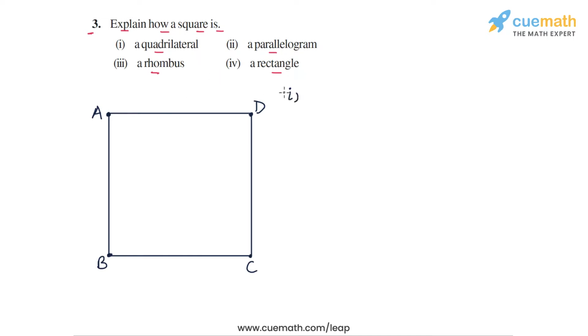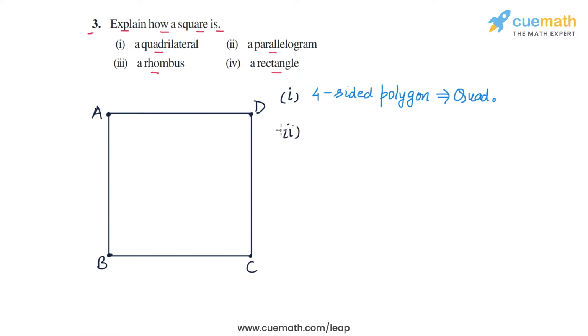The fact that a square is a quadrilateral is easy to see. A square is a four-sided polygon, and any four-sided polygon is a quadrilateral. So a square will surely be a quadrilateral. So part 1 was straightforward.